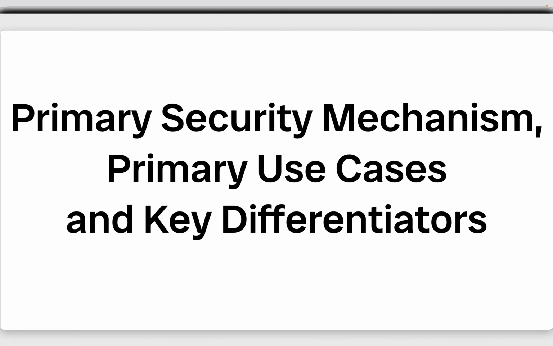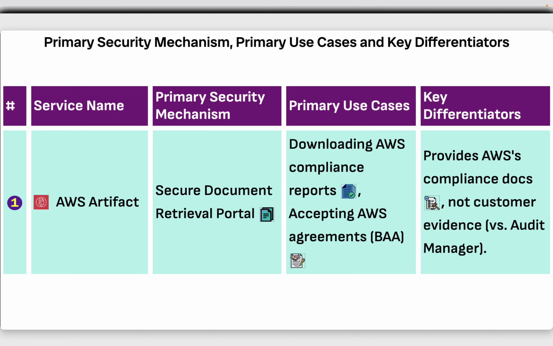So, primary security mechanism, primary use cases and key differentiators, the first set of parameters. First we have AWS Artifact. The primary security mechanism is a secure document retrieval portal. Primary use cases are downloading AWS compliance reports and accepting AWS agreements, which can be a BAA. A key differentiator is that it provides AWS compliance documents, not customer evidence, which is provided by Audit Manager. And BAA is business associate addendum.